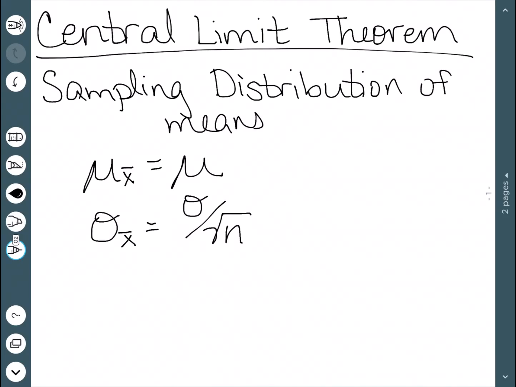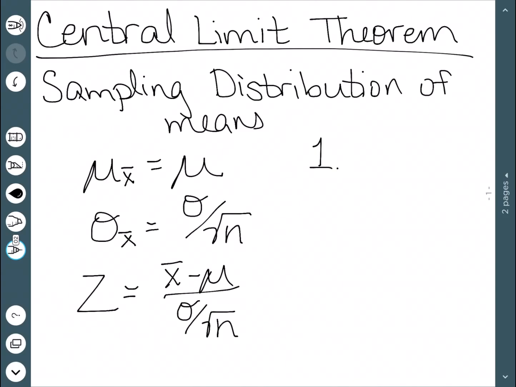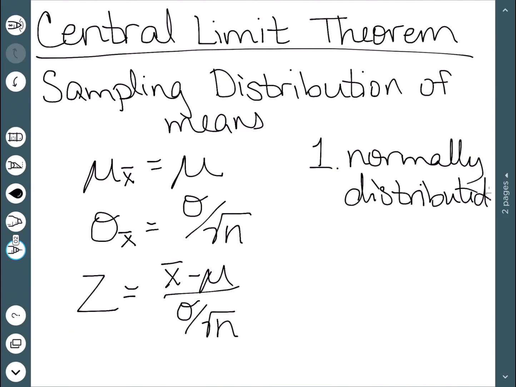What this means is our z-value is going to change slightly to be x bar minus mu over sigma over the square root of n. And this is going to all hold under two conditions. One, either your variable is normally distributed ahead of time, or two, if that's not true, you have a sample size of greater than or equal to 30.